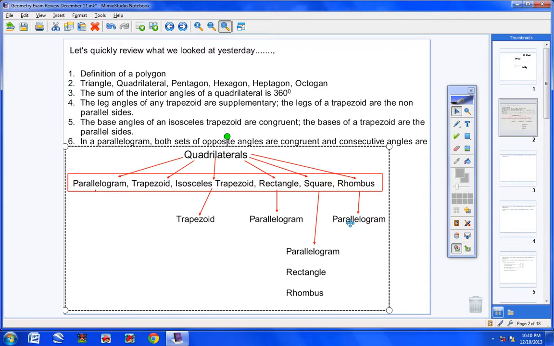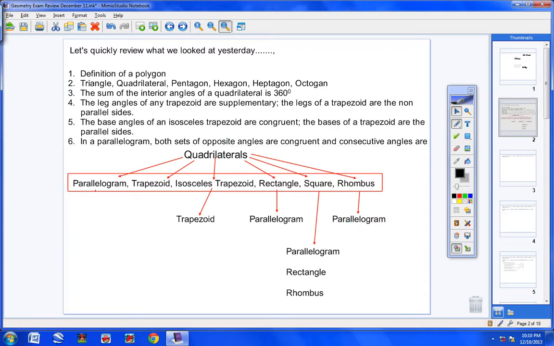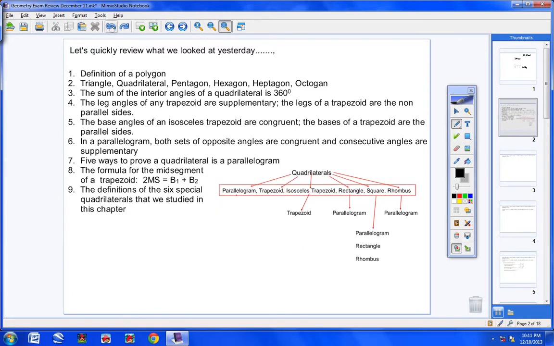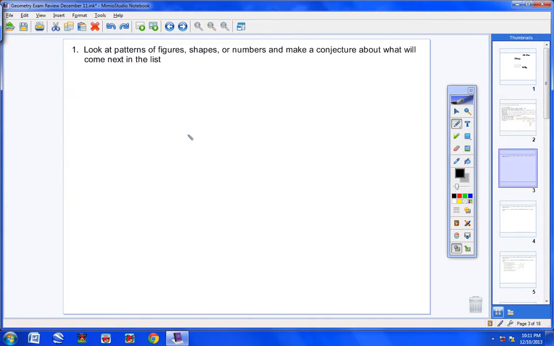And that was a 60 to 90 second review of what we looked at on Monday. All right, let's continue on. Let's take a look at what we talked about yesterday. So here's a little slower review of what we looked at yesterday. Yesterday I expressed to you that I want you to be able to look at patterns of figures, shapes, or numbers and make a conjecture about what will come next in the list.